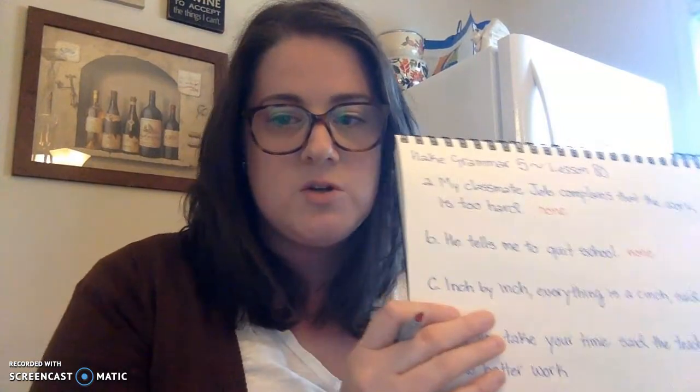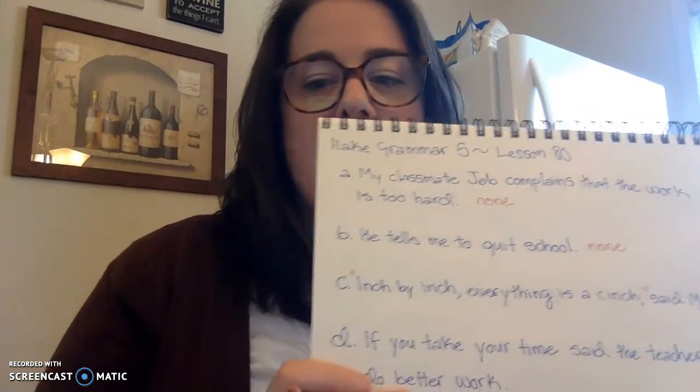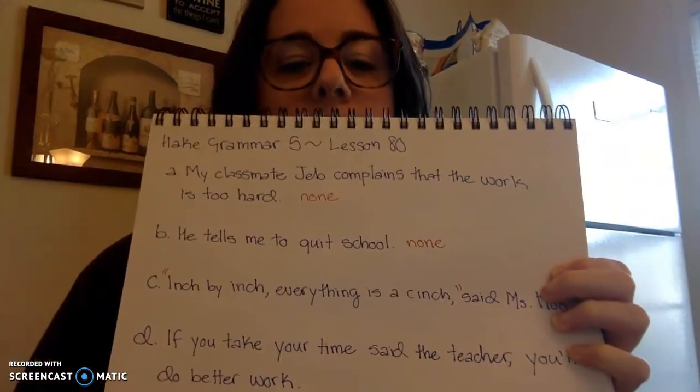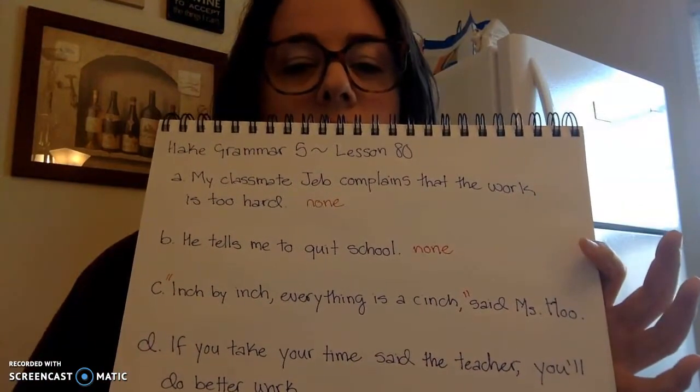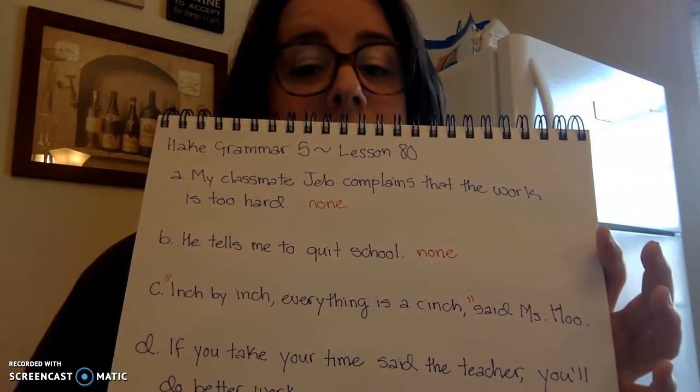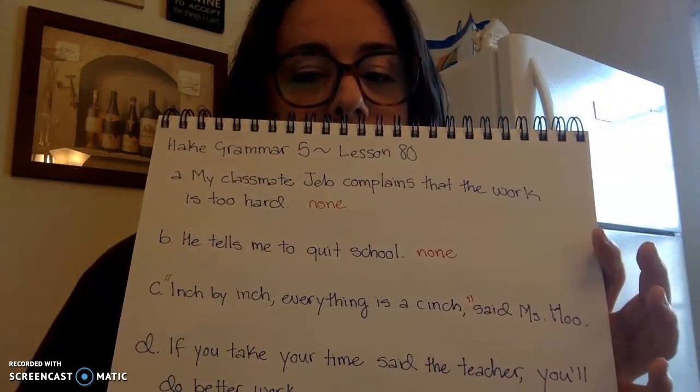Our next sentence is C. Inch by inch, everything is a cinch, said Ms. Who. Right. In this sentence, we have a direct quotation from Ms. Who. The explanatory note is at the end. So I'm going to put my quotation marks around her exact words. Notice that my comma is inside the quotation marks.